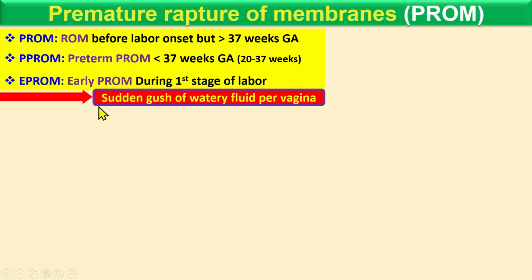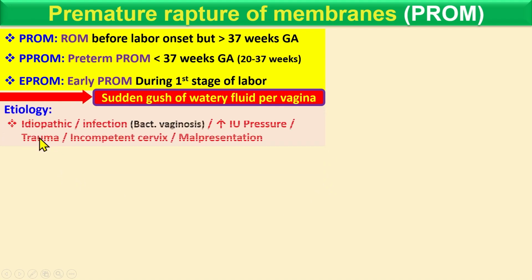And the presentation. What is the important symptom? That is a sudden gush of watery fluid per vagina. Okay, so what is the etiology? Etiology is mostly idiopathic, sometimes due to infection, especially bacterial vaginosis. And if intrauterine pressure is increased, it may rupture the membrane, or sometimes due to trauma, or if the cervix is incompetent. So when there is enlargement, this causes a rupture of membrane, or sometimes due to malpresentation of the fetus. So these are different etiologies which can cause premature rupture of membrane.